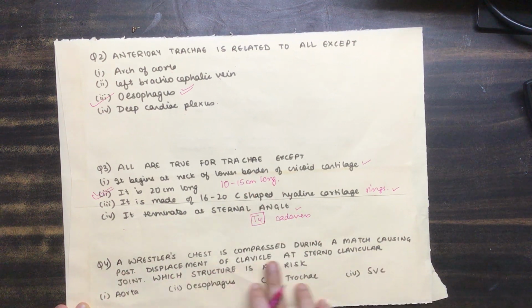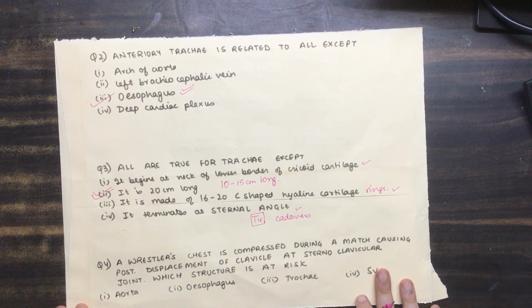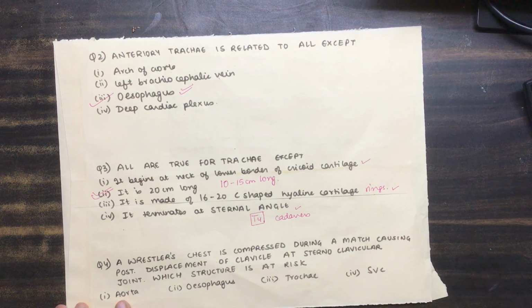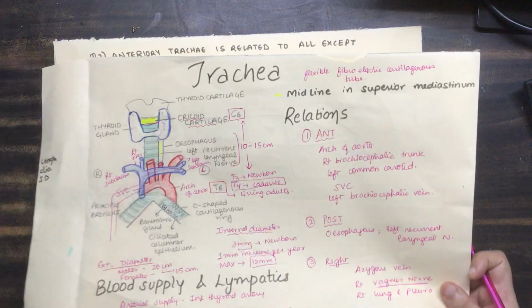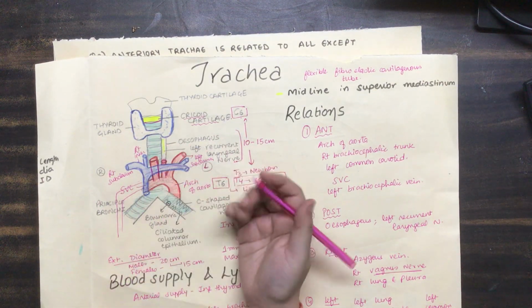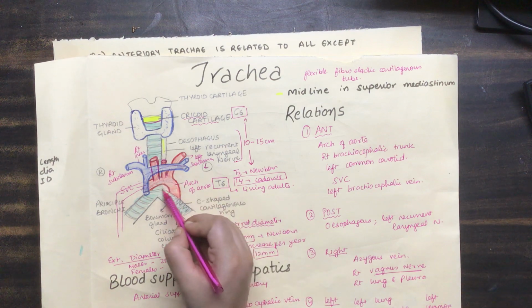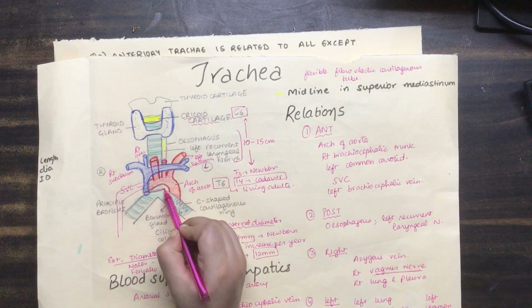Now this is a PBQ related case study. A wrestler's chest is compressed due to a match causing posterior displacement of clavicle at the sternoclavicular joint. Which structure is at risk? So we'll see the options and we'll try to eliminate the options for this question. First is aorta. Now if you see the sternoclavicular joint, it will be ahead. It's not clear from this diagram, but you can definitely understand that if we have the bifurcation of the trachea at this level, here we'll have the sternal angle.